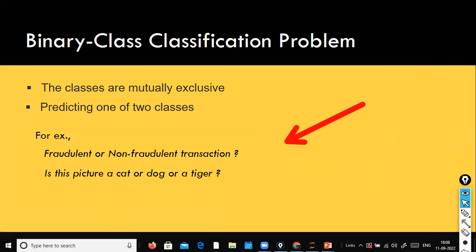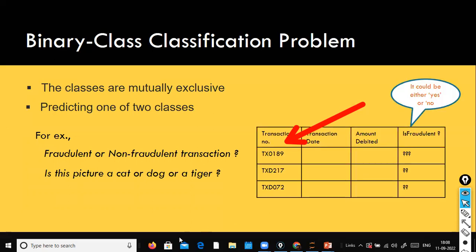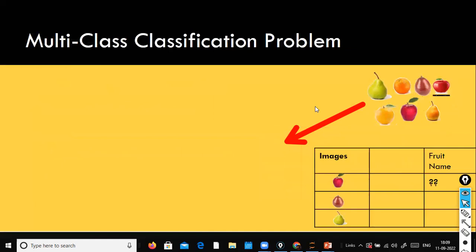And also, is this a cat image or a dog image? Yes or no? In this kind of situation also, we use a binary classification problem. Most of the time we solve this one. Though we have two more types of classification problems, this is the one most frequently used, and many machine learning practitioners spend a lot of time on binary classification problems. The next one is the multi-class classification problem.